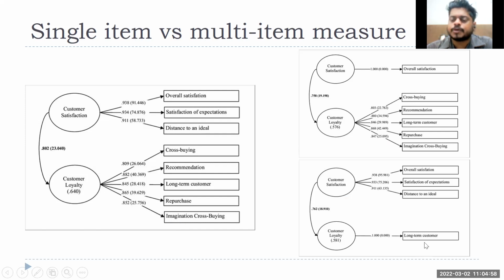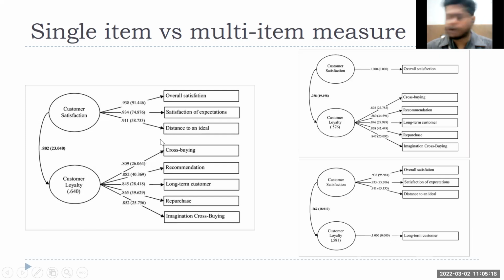Or I can just say, okay, based on how long that customer has been my customer, 1 year, 2 years, 3 years, 5 years, 10 years, that shows the customer loyalty, right? So I can just measure through a single item, right? So the point is, whenever you have a chance, try to measure it.